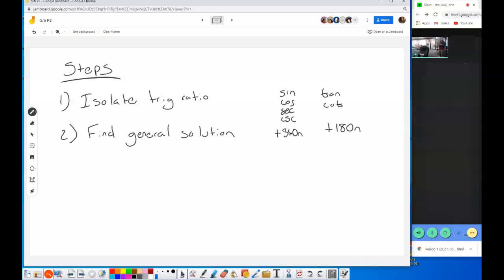Okay, so once we find the general solution, what's the next step? Find solutions on the interval. Right, we're going to find those specific solutions on the interval. So these are the steps we take when we are solving those trig equations. And the new thing that we learned was that general solution. We add 360n to it, because that's the period for sine, cosine, secant, and cosecant. We add 180n if we're looking at tangent and cotangent. That's the period for those two.